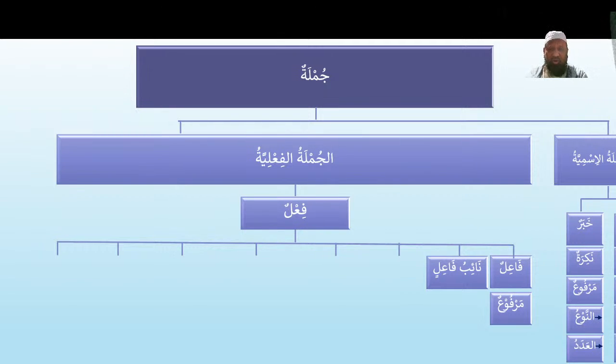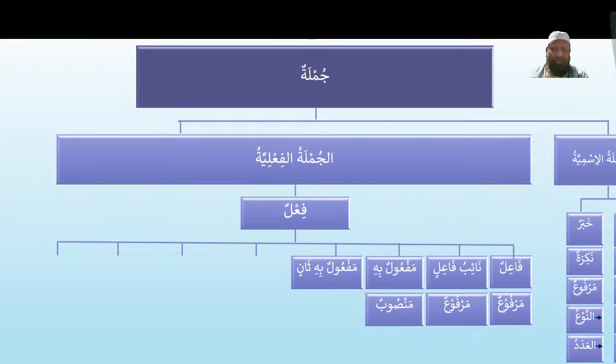Fi'l majhul doesn't have a fa'il. Instead, it has naibul fa'il. So call it naibu fa'ilin. The i'rab is also marfu'. Another slot we add is maf'ulun bihi, the object of the sentence. It is also mansub. Some fi'ls can have two maf'uls. So the second maf'ul is called maf'ulun bihi thaniyan. Again, it is in mansub case.